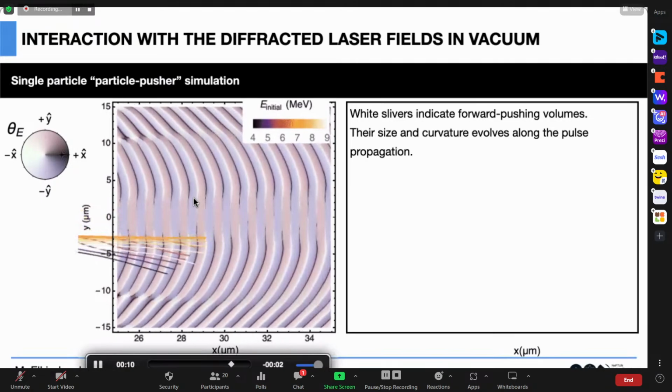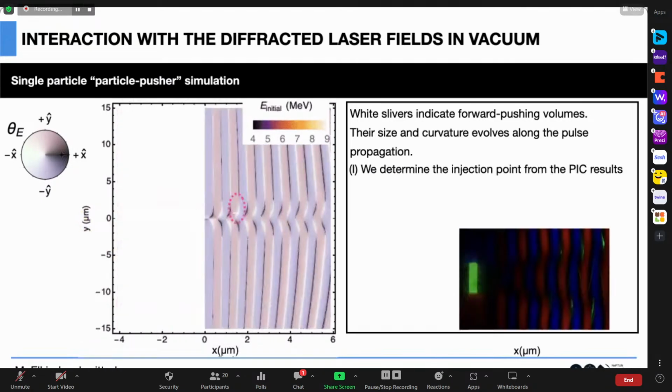So let's follow those electrons. First of all, we have to determine where to inject them, and we take the injection point from the particle in cell. So we follow a couple of optical cycles following the radiation, we find the location of those electron bunches, and this is where we inject them into the particle pusher type simulation.